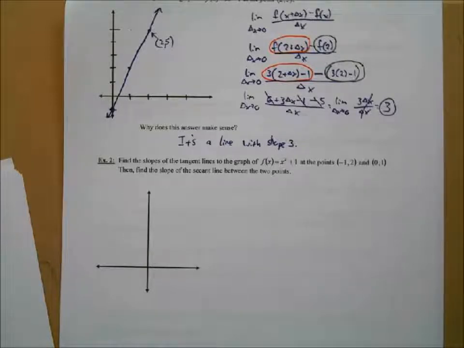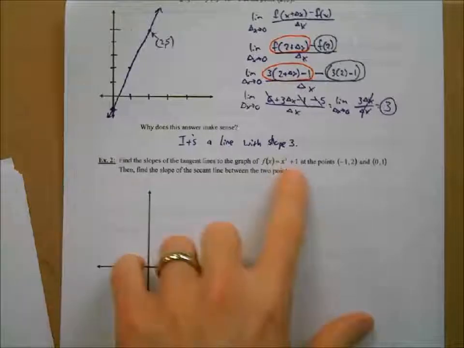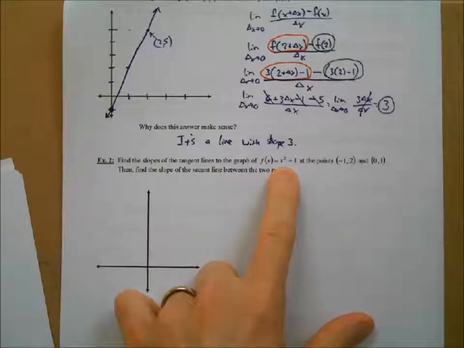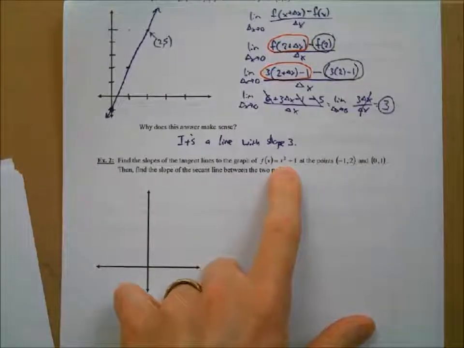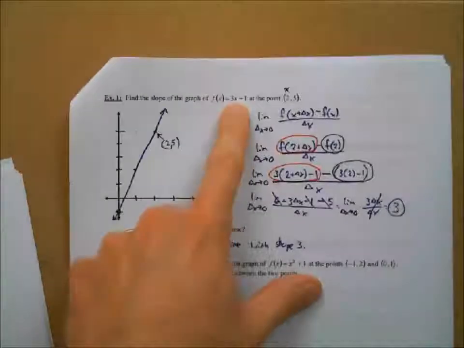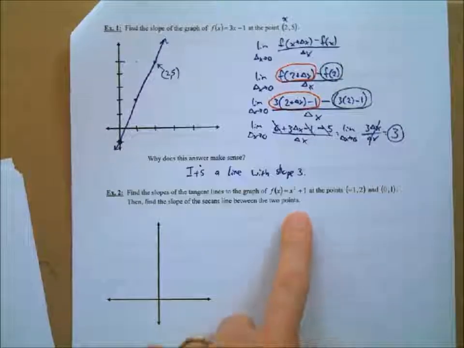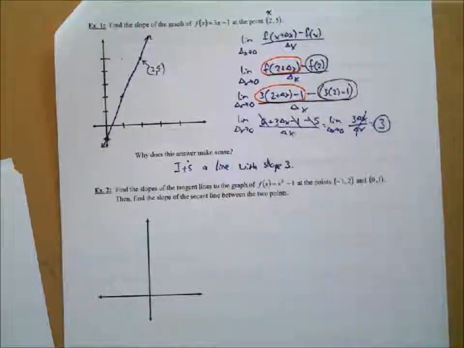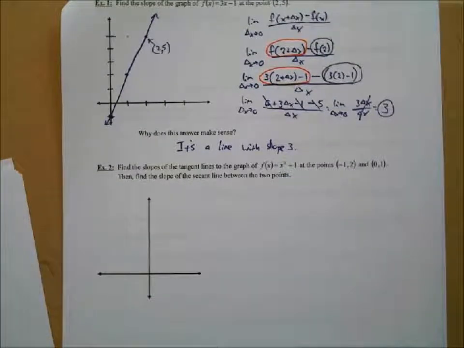All right, so then example 2, find the slopes of the tangent lines to the graph of x squared plus 1, right? We can't ask an Algebra 1 student what the slope of this would be. They wouldn't know, right? An Algebra 1 student would know what the slope of that is, but they wouldn't know what the slope of this is, right? And nor do we necessarily, right? But we can find it using the derivative.